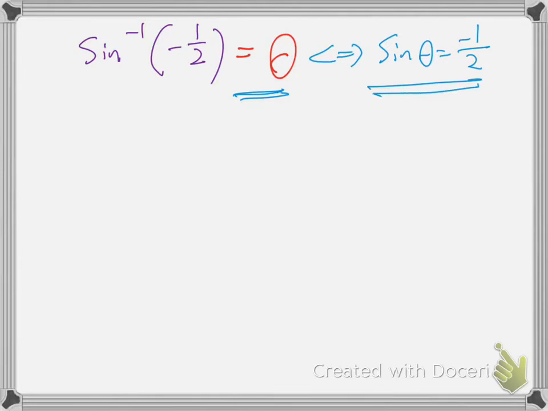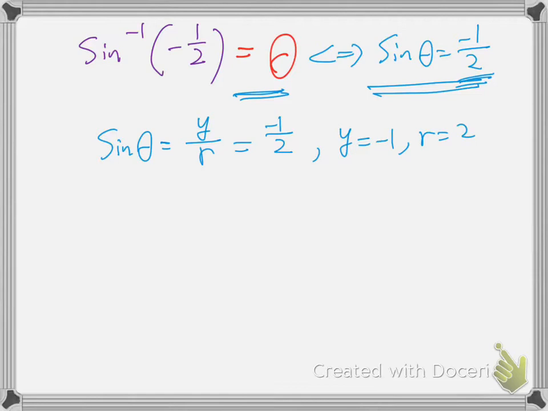Now let's use the definition of trig. What is sine theta? Sine theta is y over r, and we already know it is -1 over 2. Again, r is positive, so the negative sign is on top. So we get y is -1, r is 2. What's the other side? Radical 3, if you remember our special triangle: 1, 2, radical 3.